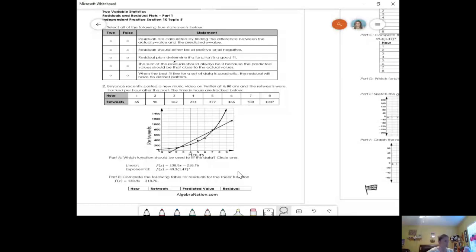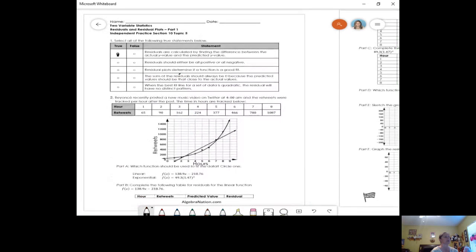Okay, so today we're going to look at IP 10.5 and IP 10.6. So what do we know about residual plots? Residuals are calculated by finding the difference between the actual Y value and the predicted Y value. So that is true. Residuals should either be all positive or all negative. That is not true. Residual plots determine if a function is a good fit.